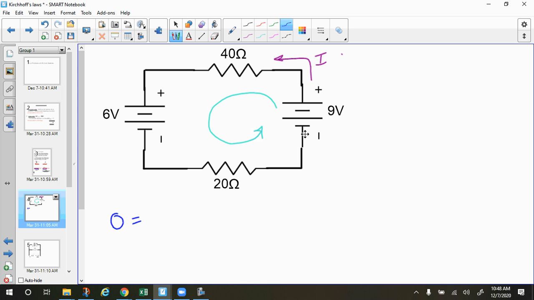So 0 equals, when we go through my 9-volt battery, we add 9 volts of potential difference, so we have 9 volts there. Then we're going through the resistor, and the loop arrow and the current arrow are in the same direction. So we're going to subtract the potential difference between this side of the resistor and this side of the resistor. Now we know that delta V equals IR, so I'm just going to skip right over the delta V part, and I'm going to put 40 ohms times the current.